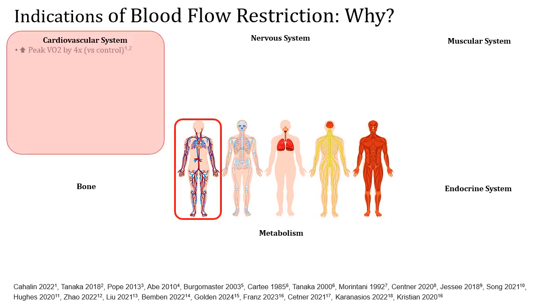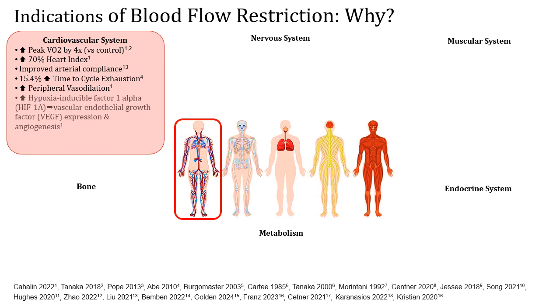So if we take them each in turn, let's look at the cardiovascular system. Blood flow restriction training can significantly increase peak VO2 max by 4 times as compared to controls, increase someone's heart index by 70%, improve arterial compliance, increase the time to cycle exhaustion by 15%, and increase peripheral vasodilation and thus the compliance of the arterial system and its ability to vasodilate and vasoconstrict. Increased hypoxia-inducible factor 1 alpha, which leads to vascular endothelial growth factor.